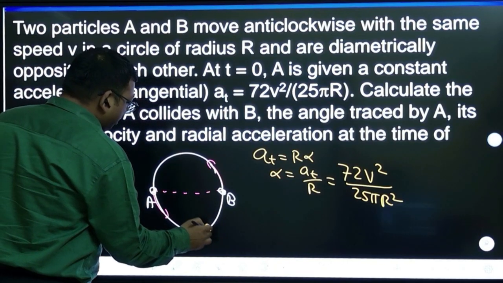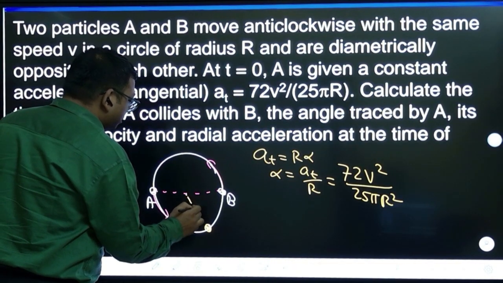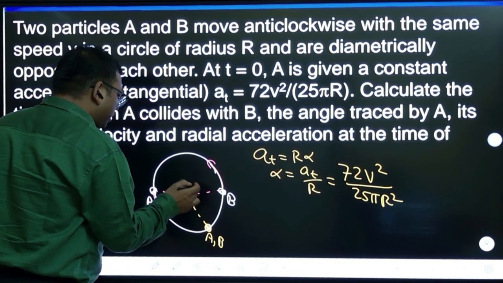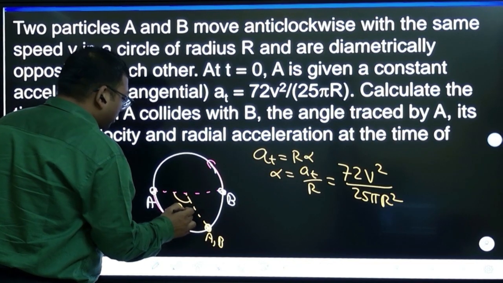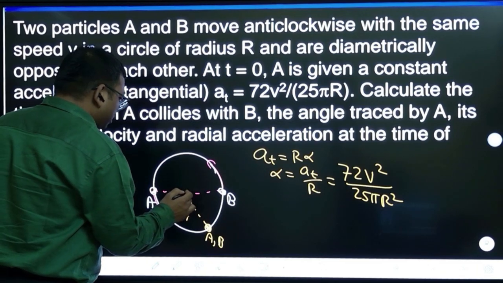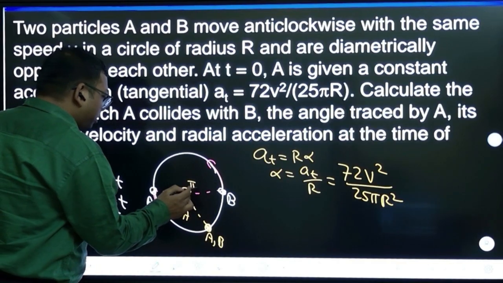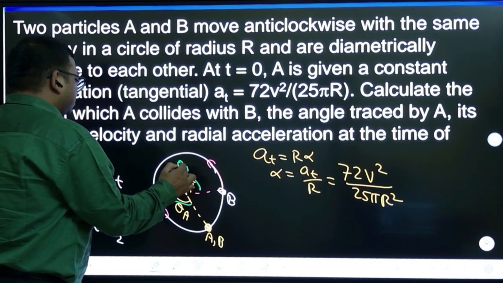So let's say somewhere here they meet. It doesn't matter. So both A and B will meet here. So here now what will happen? Suppose A travels angle theta A, then B will, because this is pi already. This is pi, right? So B has to travel pi plus theta A. Correct? That is what is theta B.